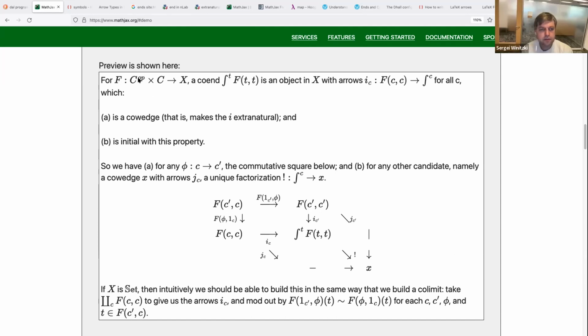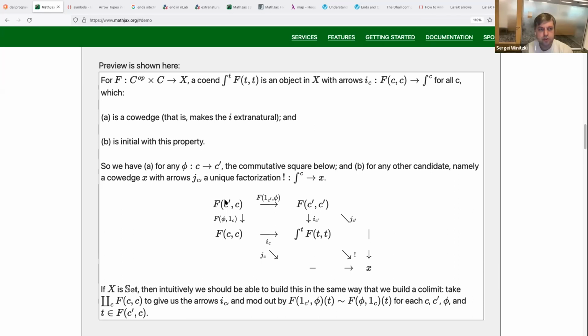It's an arrow from FC to FC' in this category, and that means you can apply your functor to it. And that gets you an arrow in Set, right? And you can apply that arrow to this T in there. Okay, got it. That makes sense.